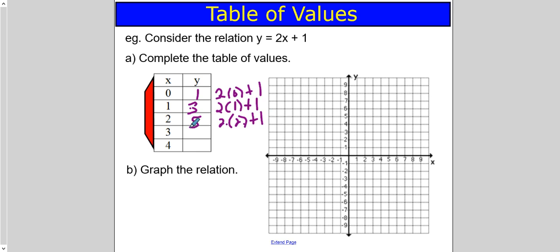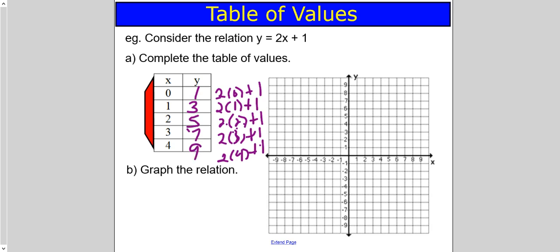And we should see a pattern that's happening now. But I'll keep going. 2 times 3 plus 1 is 6 plus 1, which is 7. And 2 times 4 plus 1, which is going to be 8 plus 1, which is 9. Okay. Once we have our numbers, I'll try to put them in a little bit neater for you to see. So 1, 3, 5, 7, 9.